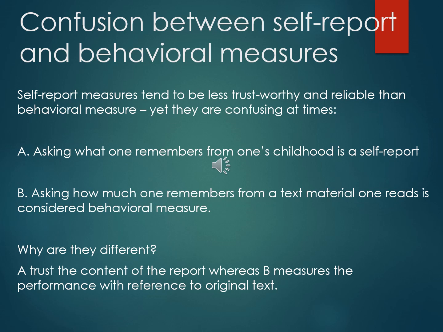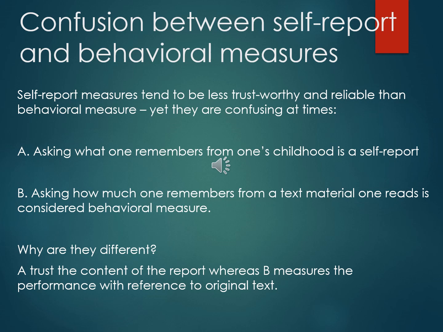The difference is that in the first case, asking about your childhood memory, I'm trusting what you report, and I'm not verifying that. That's why it's a self-report. There is no way that I can verify whether or not you're giving me truthful information. There is social desirability bias. There may be bias due to context, and so on and so on.